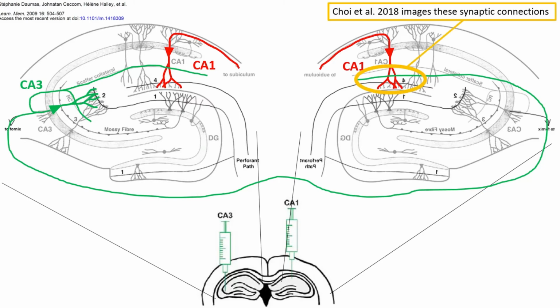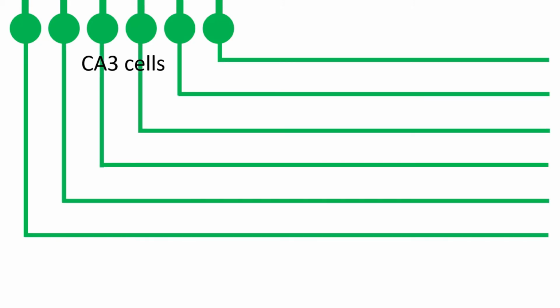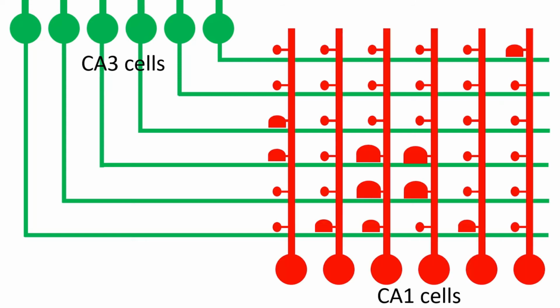The Choi et al. 2018 paper is studying these synaptic connections made from the CA3 neurons of one hemisphere to the CA1 neurons of the opposite hemisphere. I'm going to switch to a schematic depiction of this to make the logic of the experiment clearer. Here I am showing the CA3 cells of one hemisphere with their axons projecting to the other hemisphere, where they make synapses onto that hemisphere's CA1 cells.